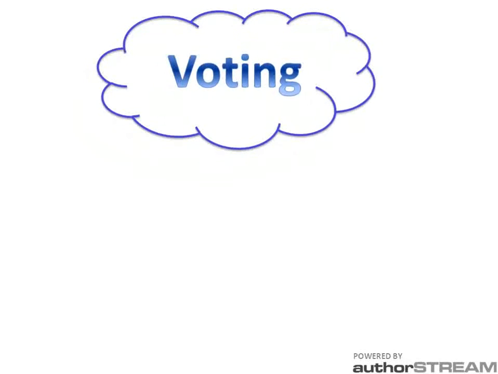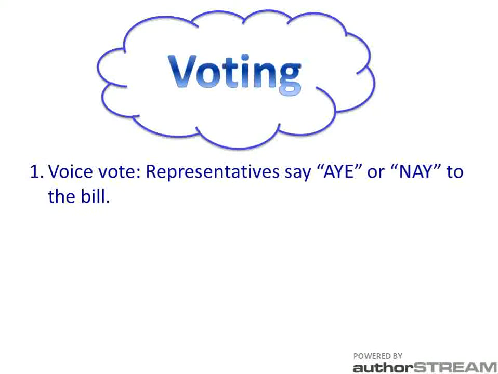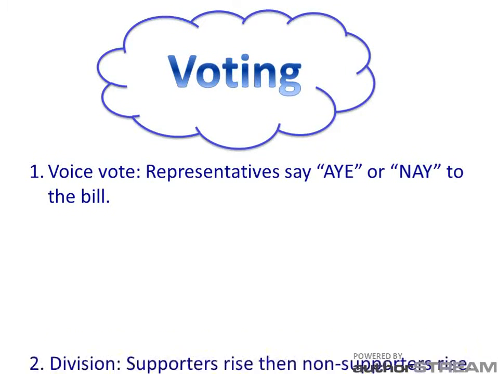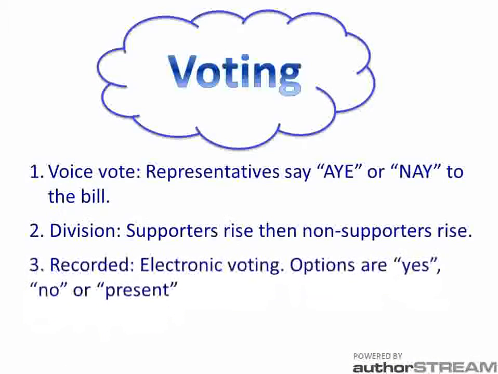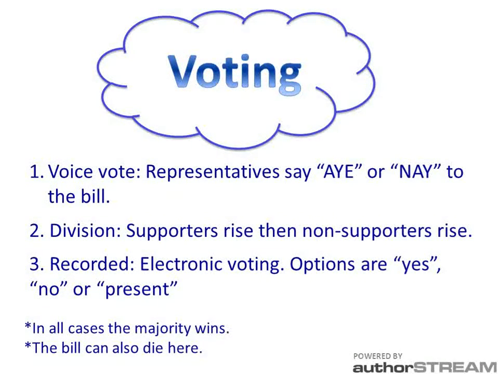In the House, there are 3 types of voting. The first type is the voice vote, where representatives say yea or nay to the bill. The second type is division, where supporters rise and then the non-supporters rise. The third is recorded. It's an electronic vote, and the options are yes, no, or present. The option of present means you don't want to vote for or against the bill. In all cases, the majority wins.